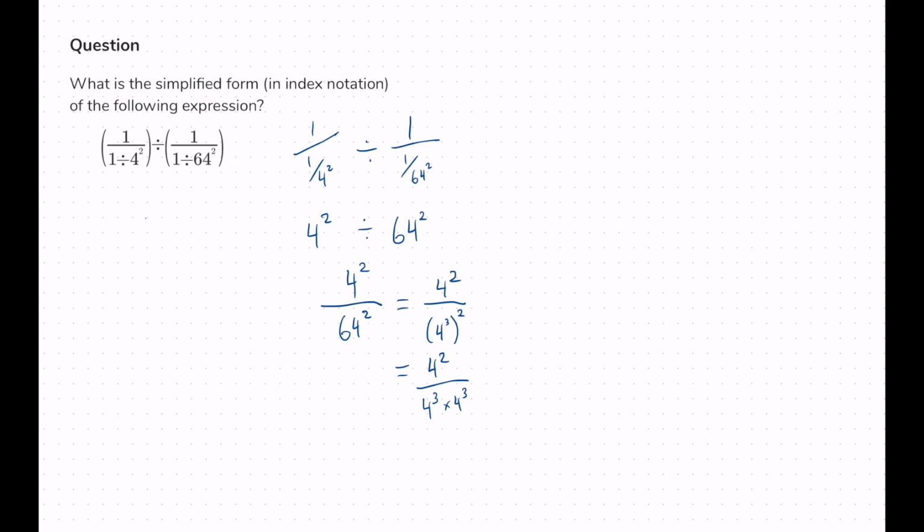What I'm going to do now may seem a little strange, but I'm going to write this out in long form so we can see what's happening. 4 squared is 4 times 4. 4 to the power of 3 is 4 times 4 times 4 times 4 times 4 times 4. So what we've got here are some common factors. 4 divided by 4 is 1. 4 divided by 4 is 1. Leaving me with 1 over 1, 2, 3, 4 fours. 4 to the power of 4. So that's one way we can write this. With a little bit of extra for extras, this is also equal to 4 to the power of negative 4.